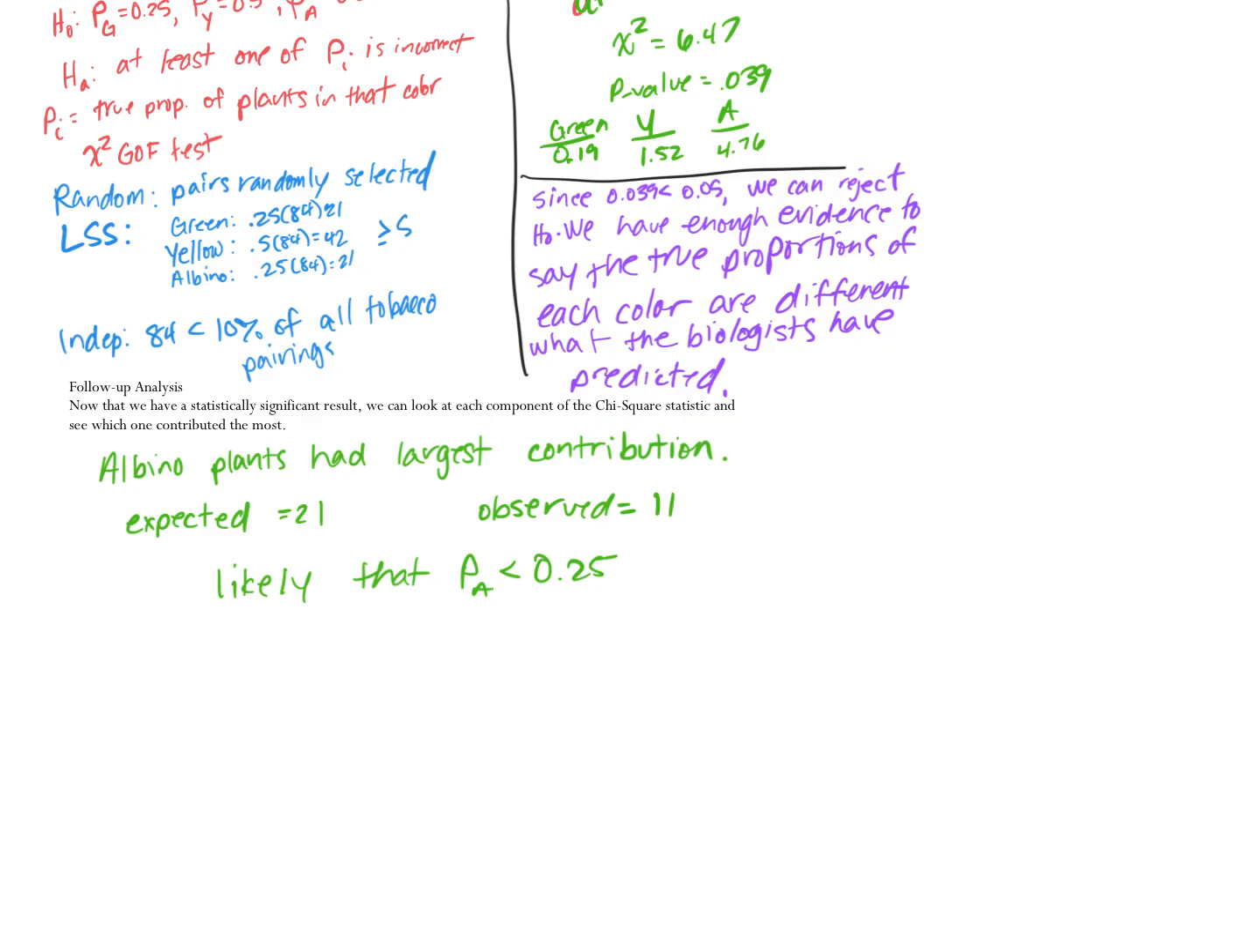Everybody good? So one, you want to start with saying, hey, which one contributed the most? Then follow that up a little bit more with what that means. And what you want to do is make that comparison of, did we get more than expected or less than expected? Yeah. What's the limit for being able to make a conclusion like that?